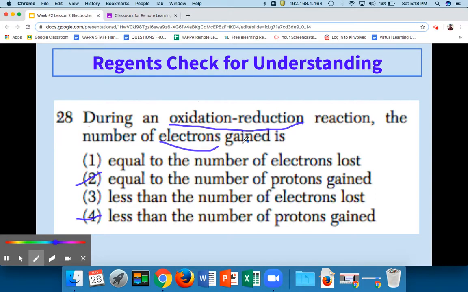So whenever an electron is gained, where is it coming from? Well, it's coming from the other side of the cell where electrons are being lost. So for every one electron gained, that means there's one electron being lost. So our answer is 1.